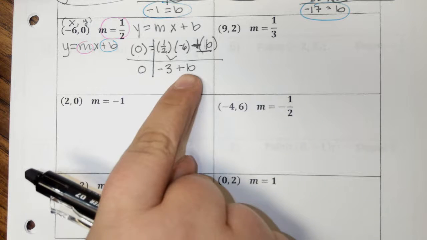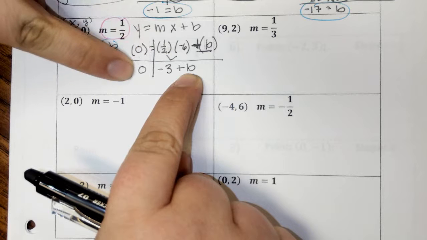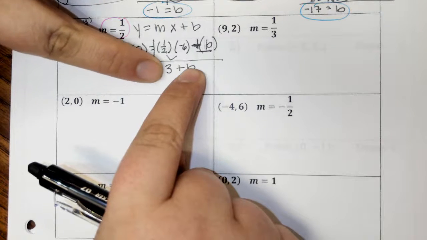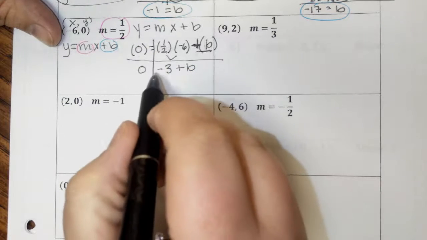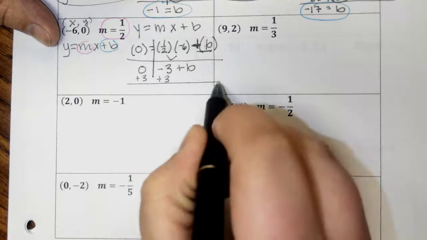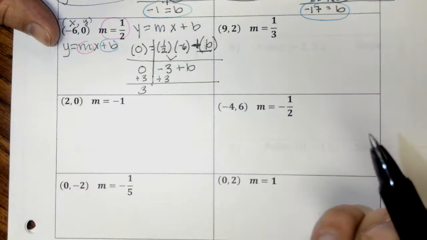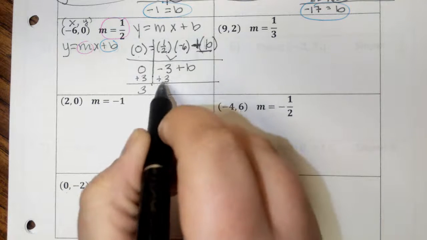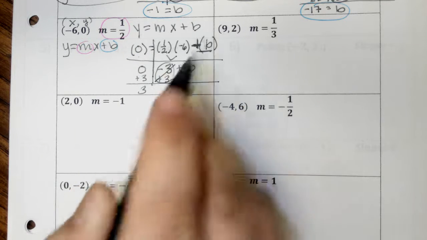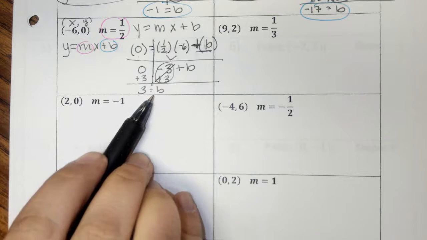All of our variables are on one side, which means we need to collect all of the constants on the other side. Here's the variable, which means I need to get rid of the -3. To undo a -3, we should add 3 to both sides. On the left, 0 plus 3 is 3. On the right, -3 plus 3 makes a 0 pair, and 0 plus b is b. So we know that 3 is equal to b.